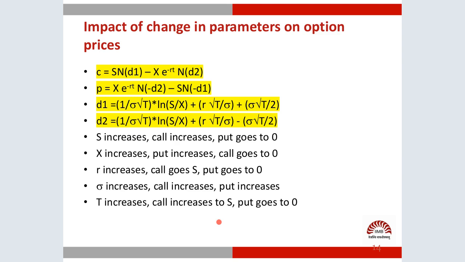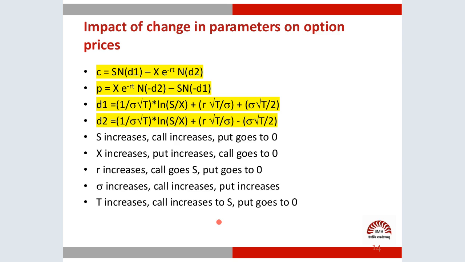If sigma goes to infinity, what happens to D1 and D2? They don't go to 0. Okay, that much I tell you. So where does it go to? You see, as sigma increases to infinity, D1 goes to plus infinity, D2 goes to minus infinity.